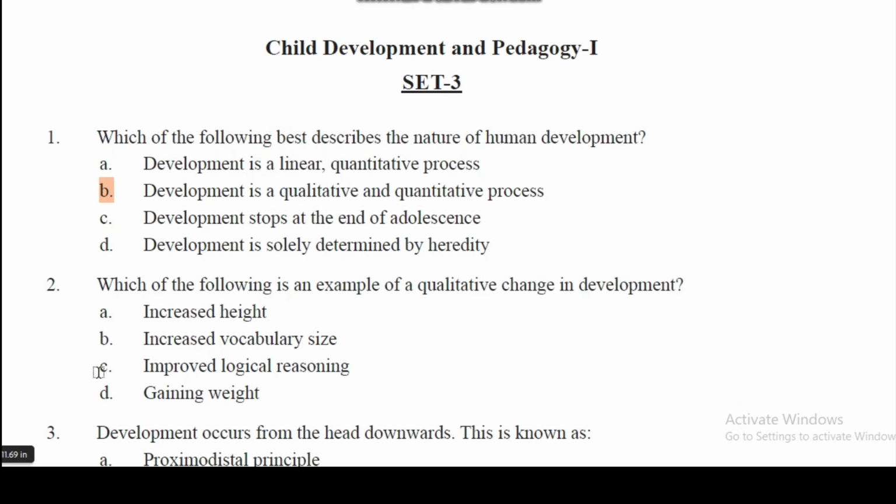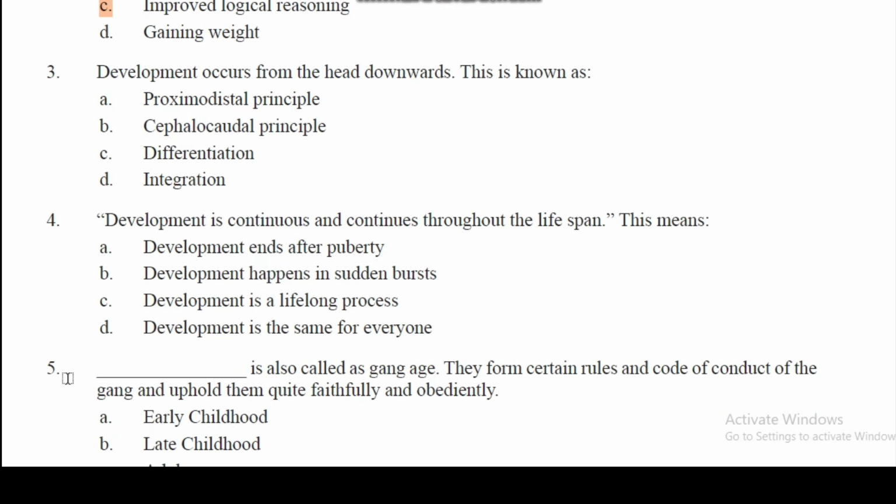Answer C. Improve logical reasoning. Number 3. Development occurs from the head downwards. This is known as. Answer B. Cephalocaudal principle.